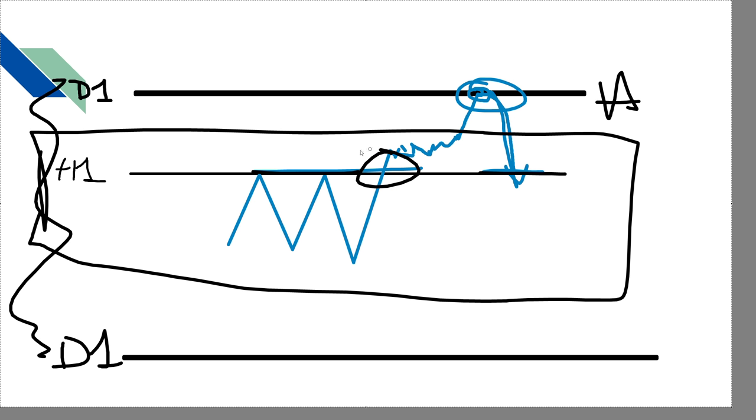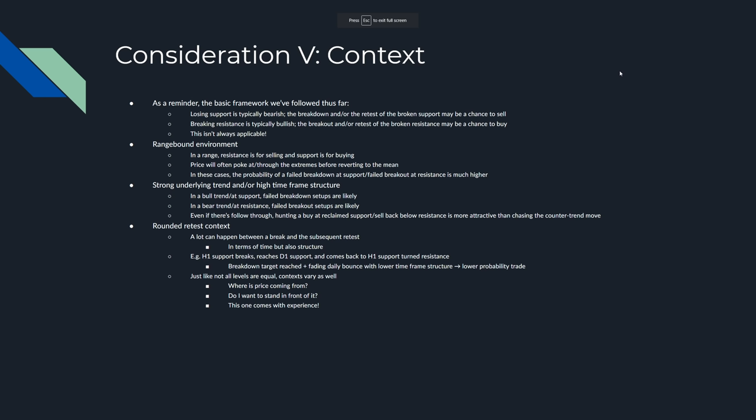What happened between the break and the retest? And if what happened is price reached a really strong level of resistance and is now moving down, that affects the probability of the lower time frame trade you want to trade, especially if you're punting against higher time frame forces. Okay, so that's what I mean by context.